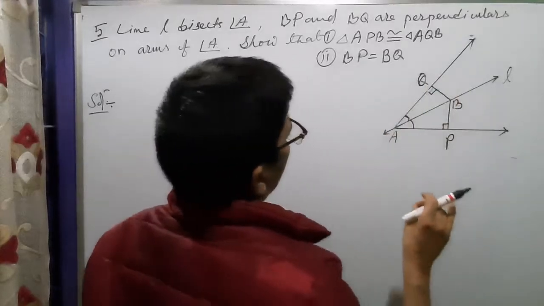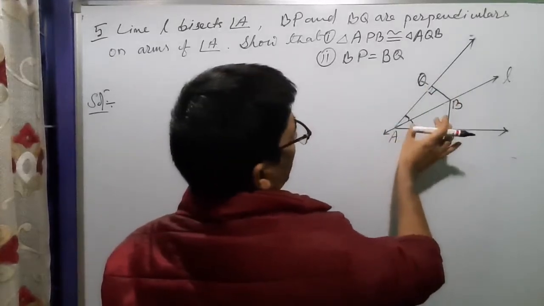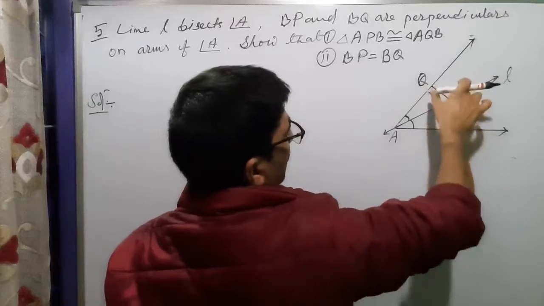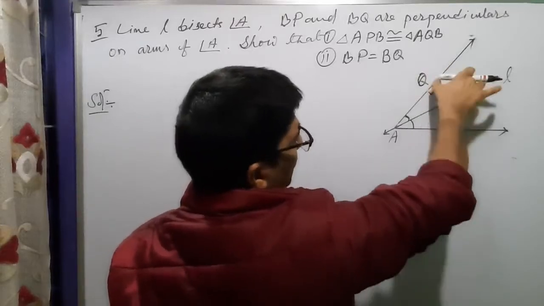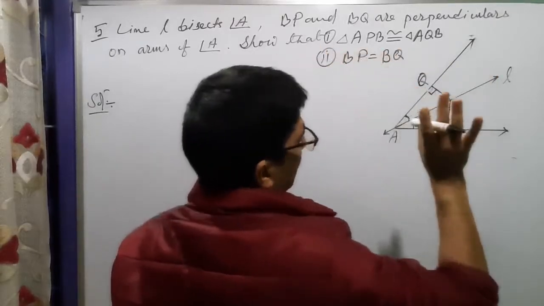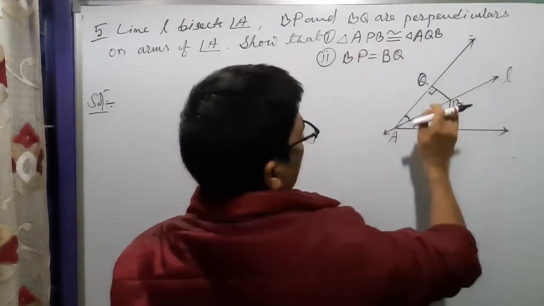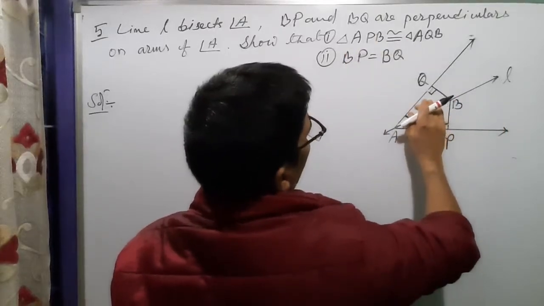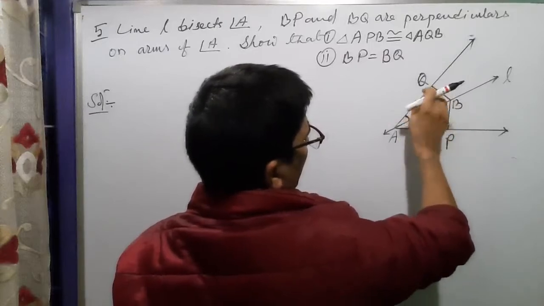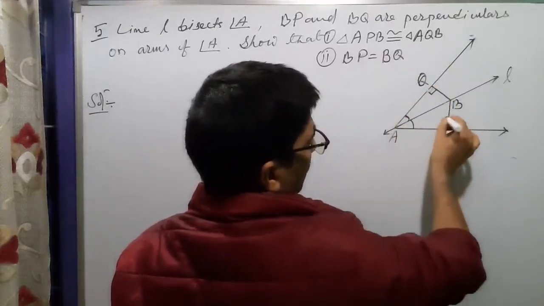And then BP equal to BQ, that is CSCT. It will be no problem at all. Here we first have to prove APB congruent to AQB, this triangle congruent to this triangle. Here we check how we can prove this.